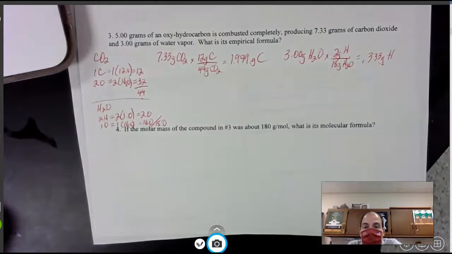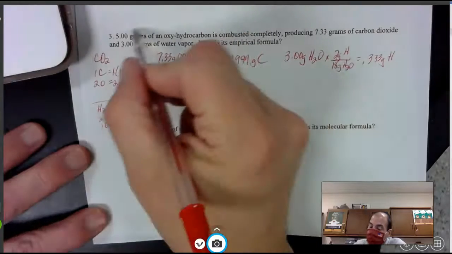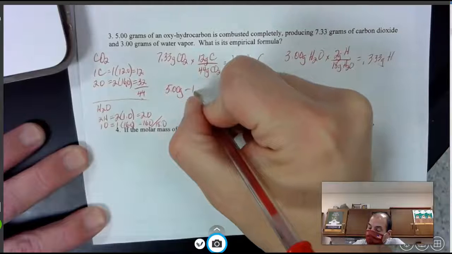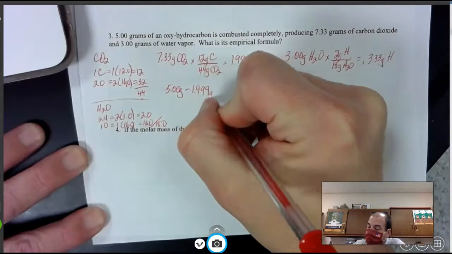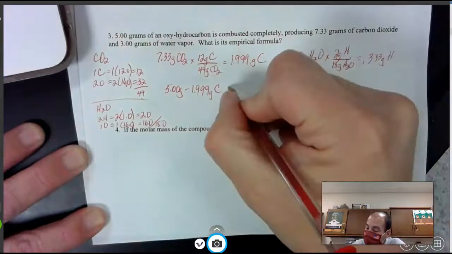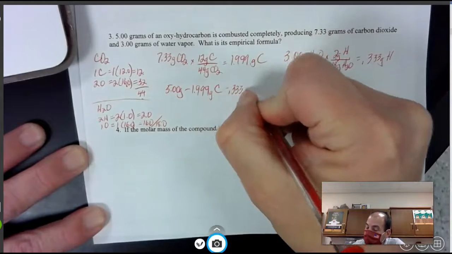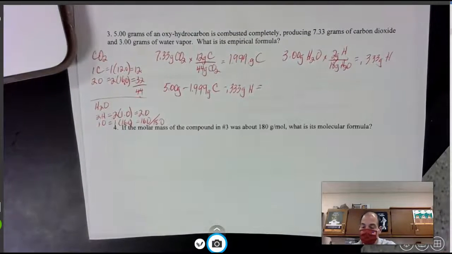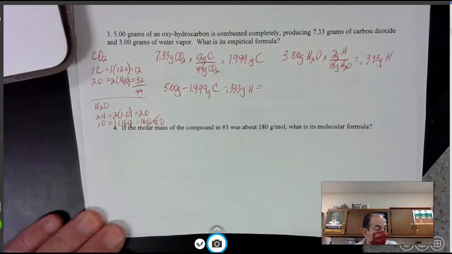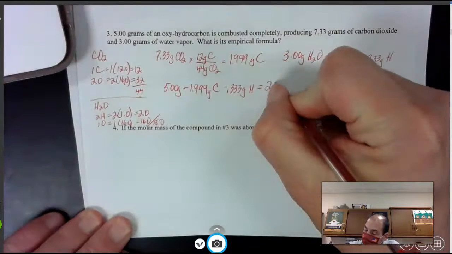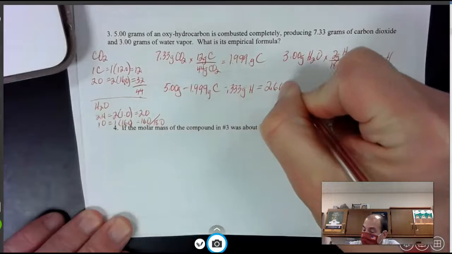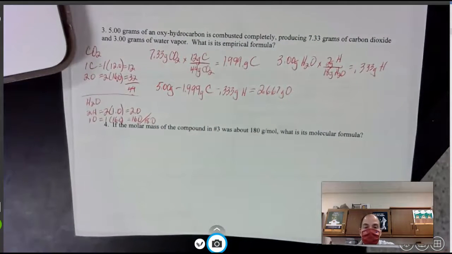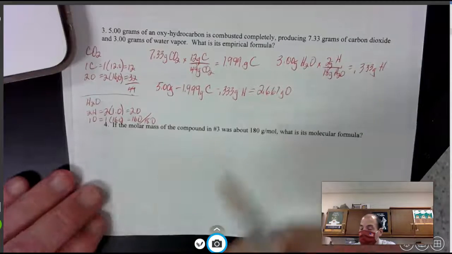All right, so now we have to take care of oxygen. But we know this compound has 5 grams total. We know that there is 1.999 grams of carbon. We know that there's 0.333 grams of hydrogen. So everything left has to be oxygen since it's an oxyhydrocarbon. So I subtract it out, I get around 2.667 grams of oxygen.